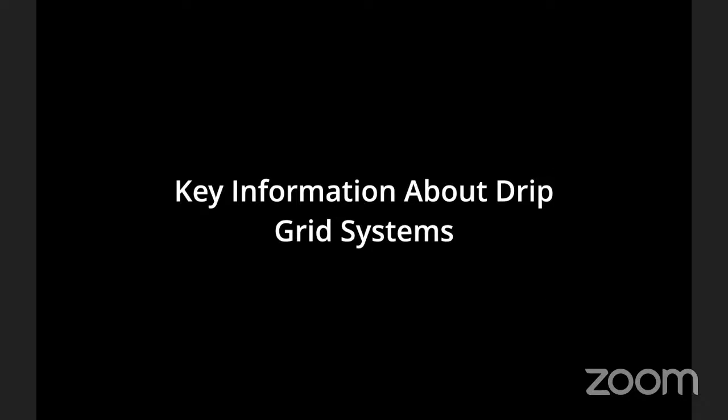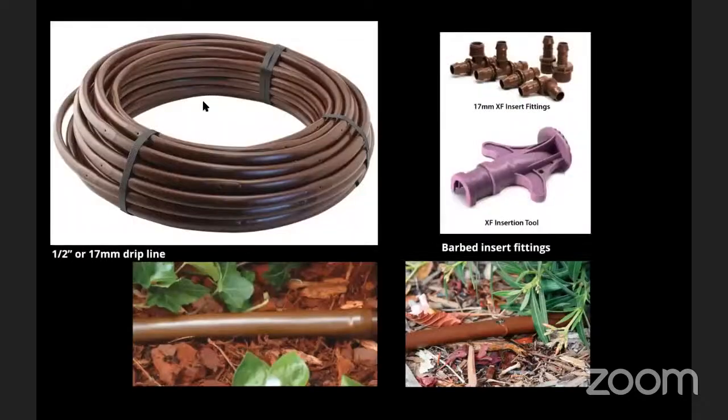If you go with a drip irrigation grid, you're going to be using this kind of drip irrigation where you're purchasing the rolls, usually in a 100 or 500 foot roll for a residential project. And the holes you see here are not just holes.